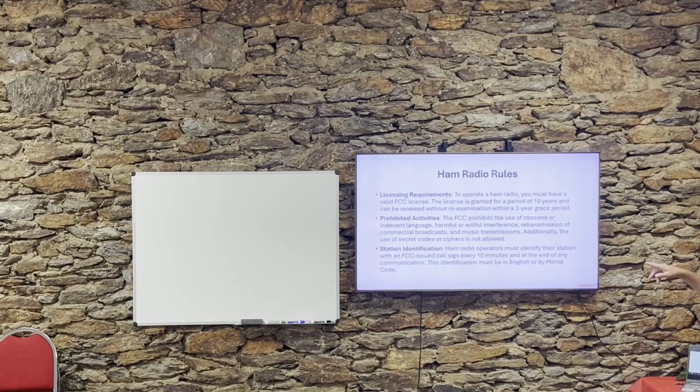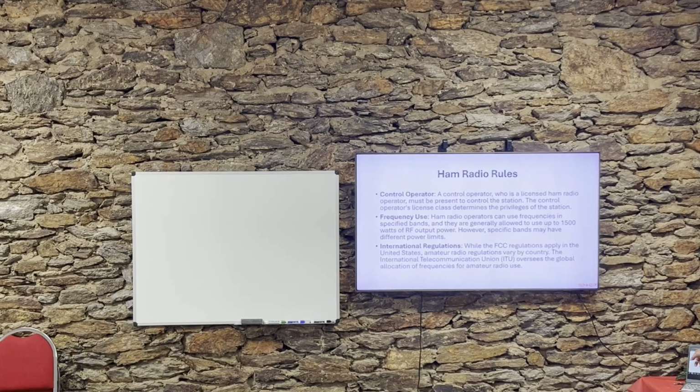So, station identification. Ham radio operators must identify their station with an FCC-issued call sign every 10 minutes and at the end of any communication. This identification must be in English or by Morse code. Now I know a couple of ham operators who actually have Morse code, dits and dahs, for their call sign programmed in their little Baofeng. As soon as they get done talking, it beeps and types everything out for them. So that's kind of cool. But yeah, you have to give your identification when talking.